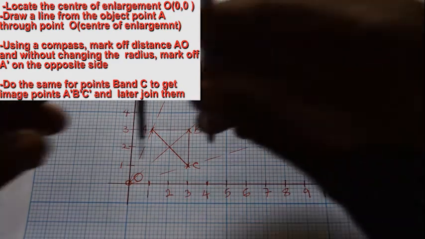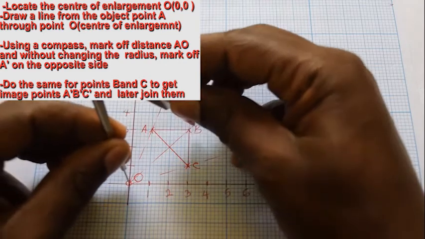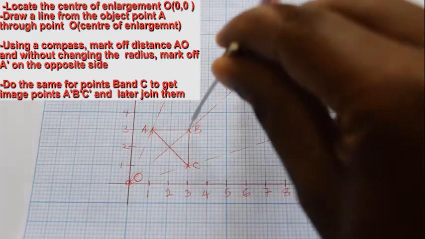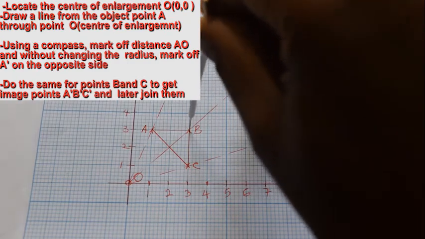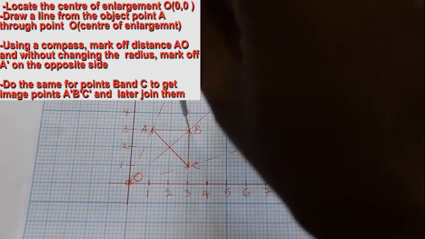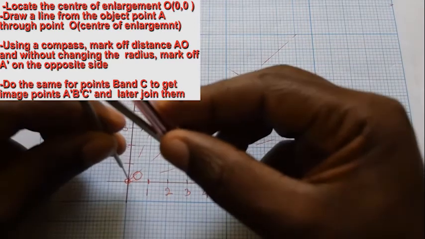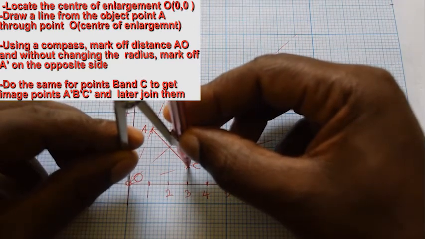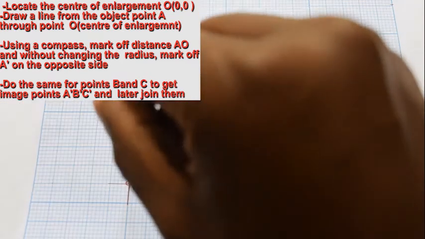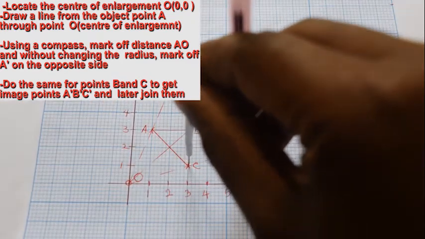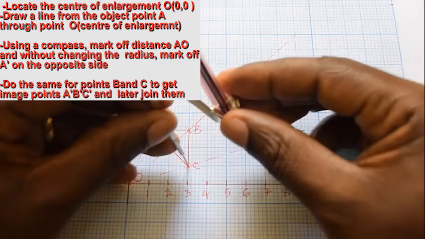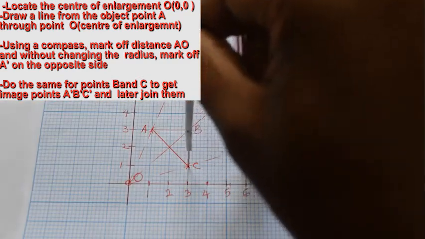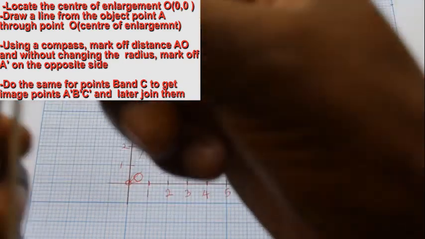Since the scale factor is 2, we mark off the distance OA twice from point O along the straight line drawn from O through A to give us the image A prime. Repeat the step for points B and C to get the remaining image points B prime and C prime.